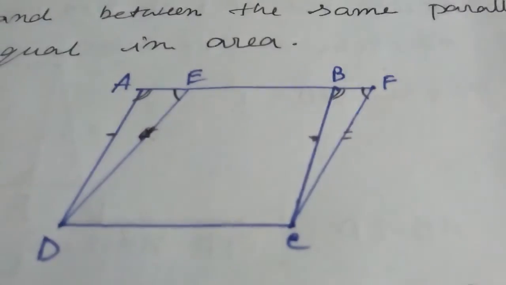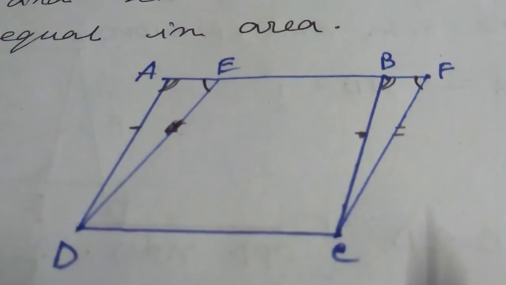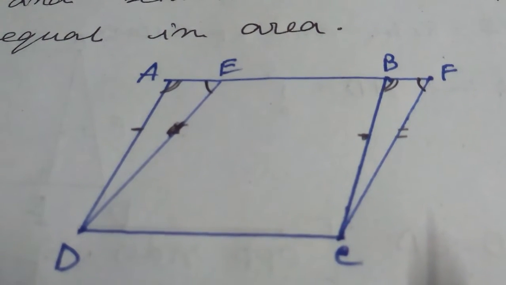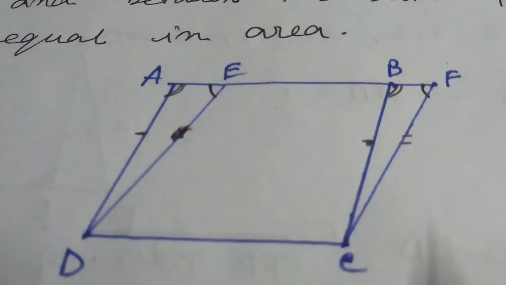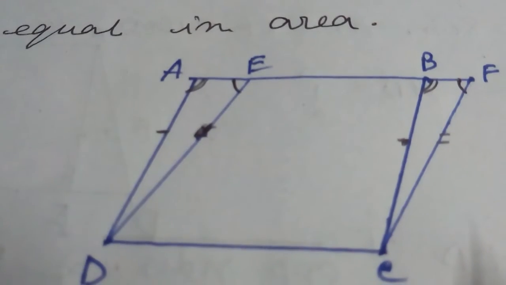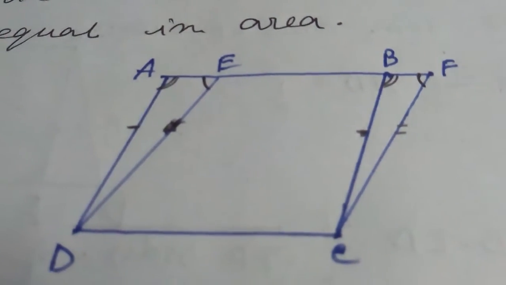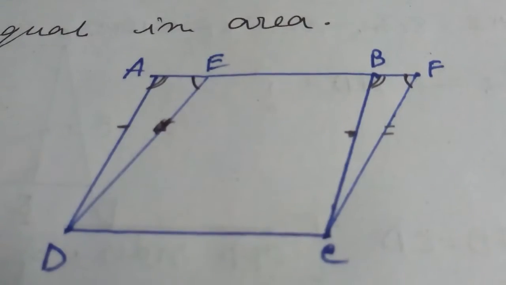area. It is given that parallelograms ABCD and EFCD are standing on the same base DC and between the same parallels DC and AF. We have to prove that area of ABCD is equal to area of EFCD. For the proof, we take two triangles ADE and BCF. Now we show that these triangles are congruent.